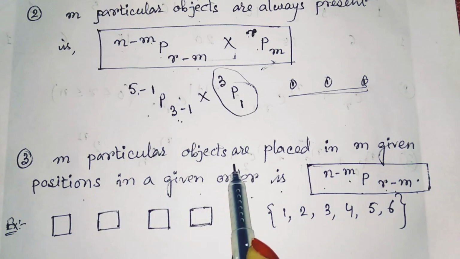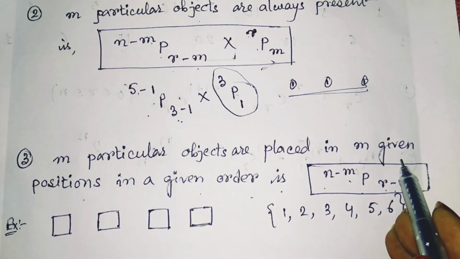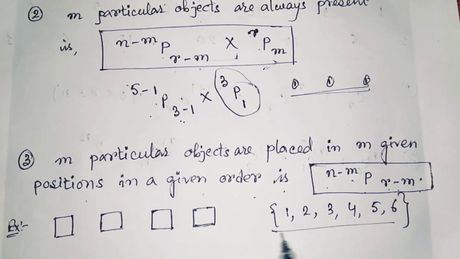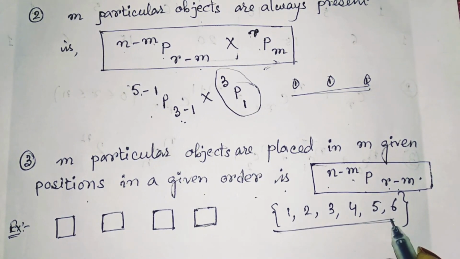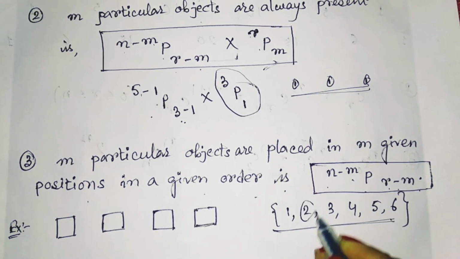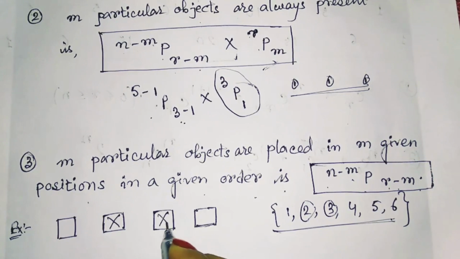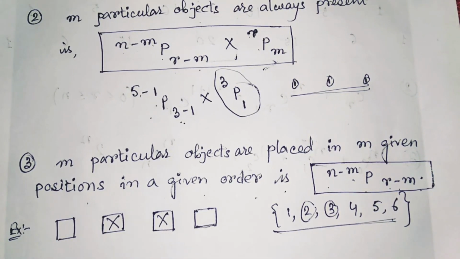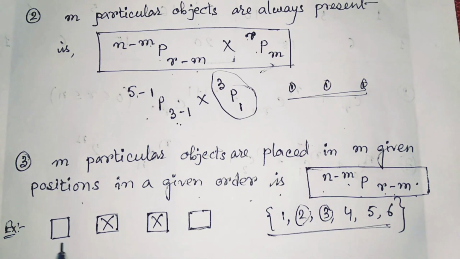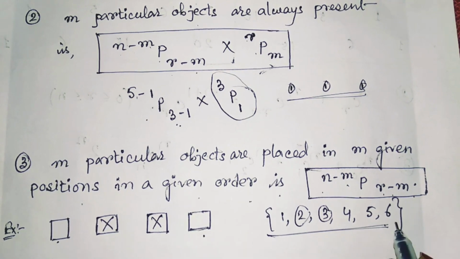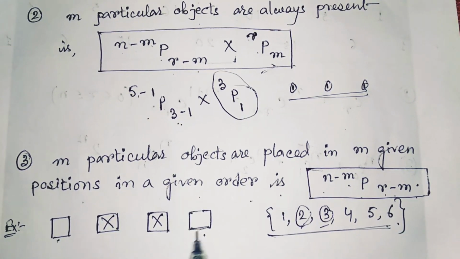So M particular objects are placed in M given positions. For example, suppose this is a set where a total of 6 numbers are there. Among these 6 numbers, suppose 2 and 3 are fixed, and these 2 numbers are fixed in the positions also. So this is the fixed thing. The remaining choice is 4, out of these 6, 2 is fixed. So the remaining positions are 2.